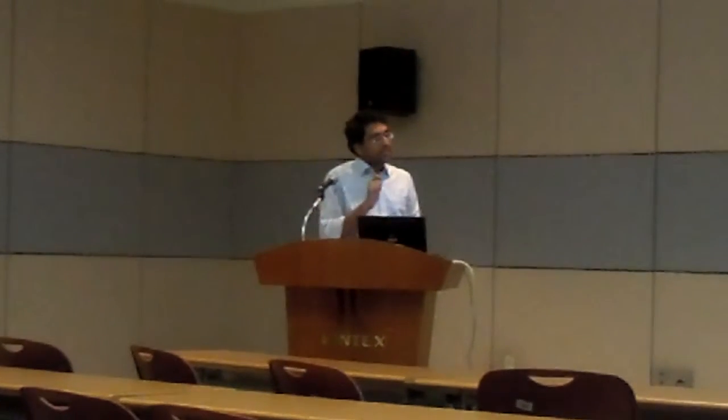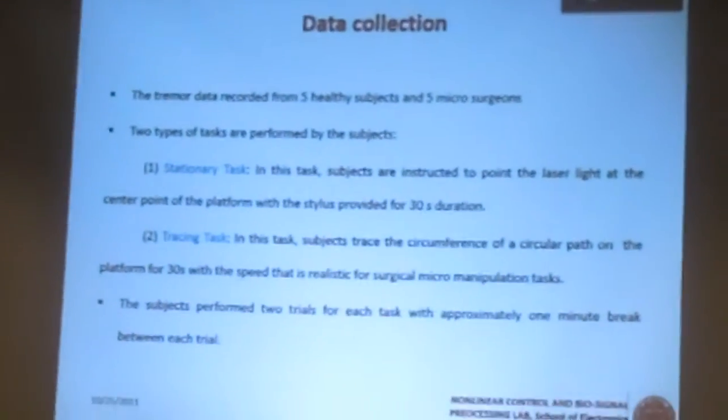In this one, we collect the tip position at the centroid position where the light falls on the PSDs. From that position only, we can calculate the tremor position. So, data collection. We collect the data of 5 healthy subjects and 5 microsurgeons performing two tasks, the stationary task and the tracing task. In the stationary task, the subject is asked to point at a single point at one place for 30 seconds, whereas in the tracing task, the subject is asked to trace the circumference of a circle for 30 seconds.